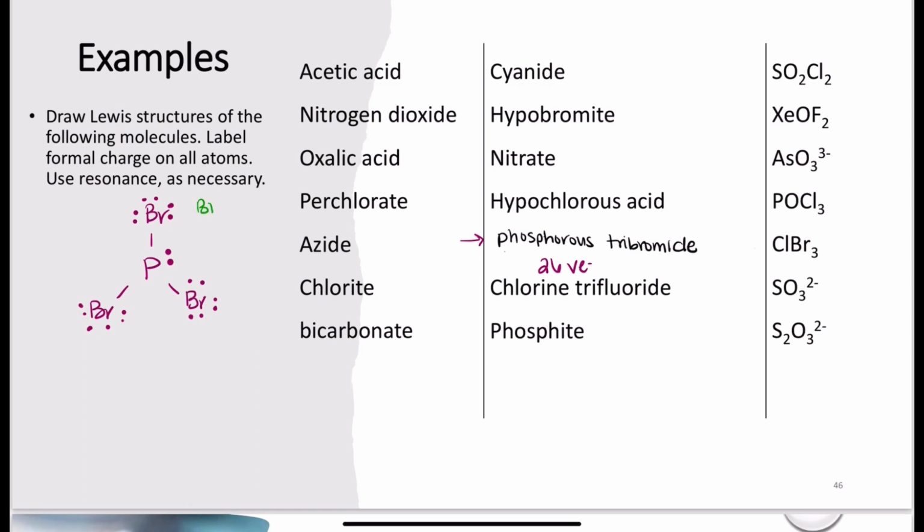Bromine, 7 valence electrons, minus 6 lone pair electrons, minus 1 bond, gives me a 0 formal charge. Phosphorus is just like nitrogen. Phosphorus, 5 valence electrons, 2 lone pair electrons, and 3 bonds. When you have 3 bonds and 1 lone pair, it's going to give you a 0 formal charge. So this is the correct structure of phosphorus tribromide.